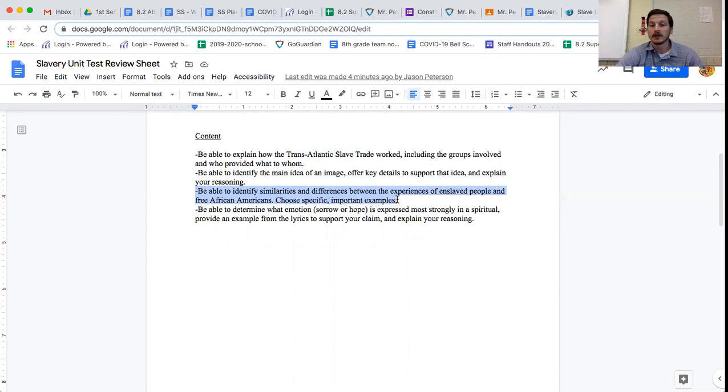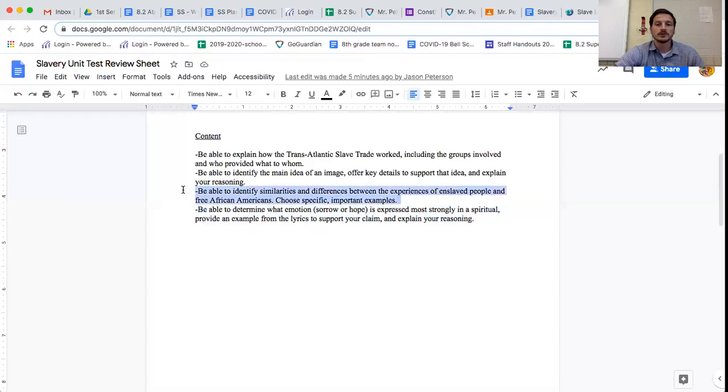and I'm going to comment on that in a second. And the last one is looking again at African American spirituals and trying to find either hope or sorrow in them and being able to make an argument, right? Use evidence to support which one you pick and explain your reasoning. So it's stuff you've worked on, right? It's just another chance for you to really show me you've learned it by this point.